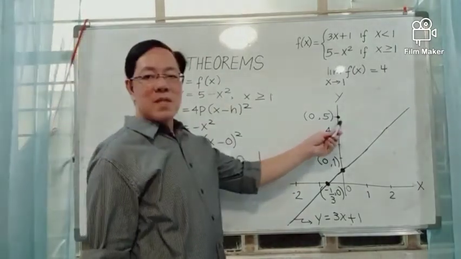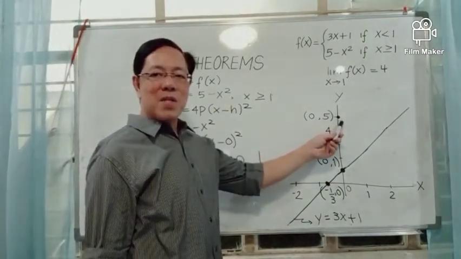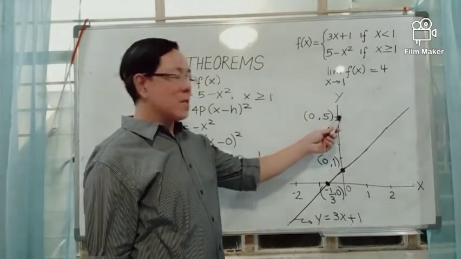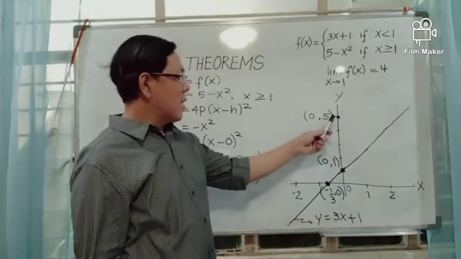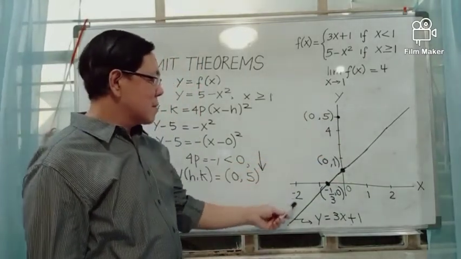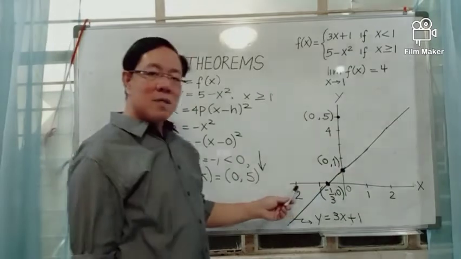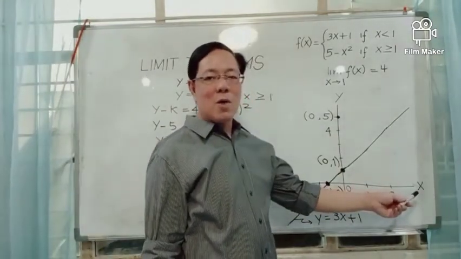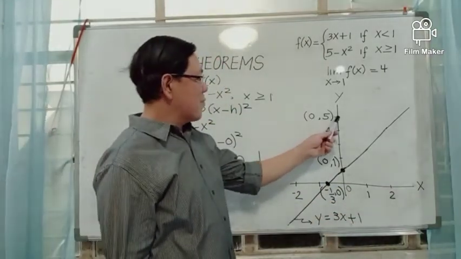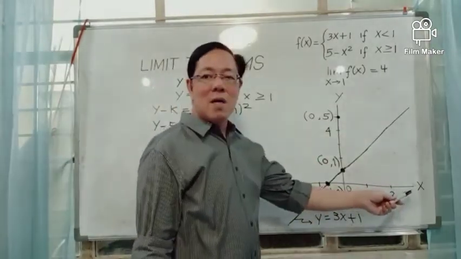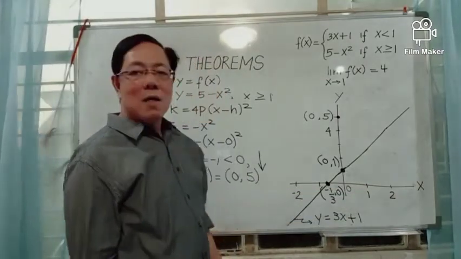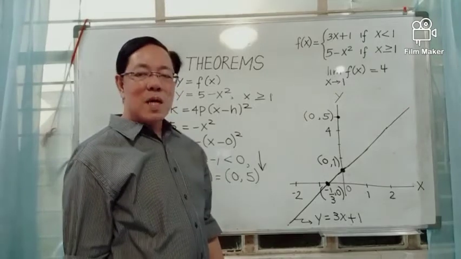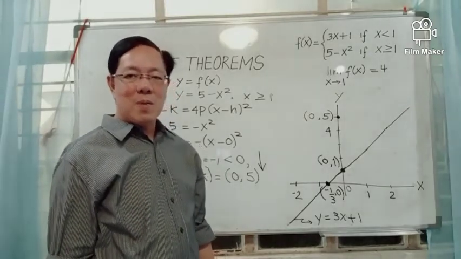And this is the vertex of the parabola. It is the highest point on the parabola. And the parabola will open from this point downward. If the parabola opens downward, the parabola will intersect the horizontal axis, or the x-axis. The points of intersection of the parabola with the horizontal axis are the intercepts of the parabola.